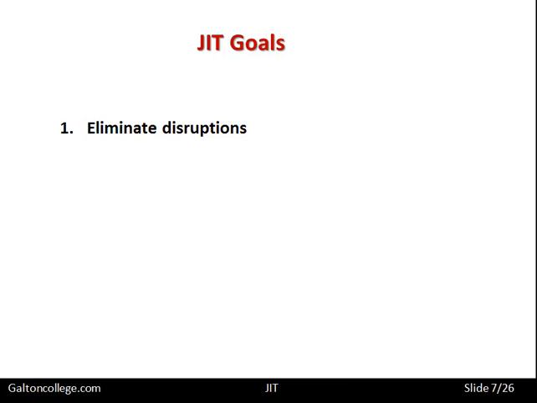So the JIT goals are to eliminate disruptions. Clearly, if there's a breakdown anywhere in the system, it's going to cause the whole system to have problems. So it's important that the machinery runs smoothly, that it's well maintained, that the workforce are adequately trained and are skillful in their requirements. So there are no disruptions in the system. If there are disruptions, it can be a major problem, because if there's a disruption early in the production system, then all of the subsequent processes will be delayed as well.